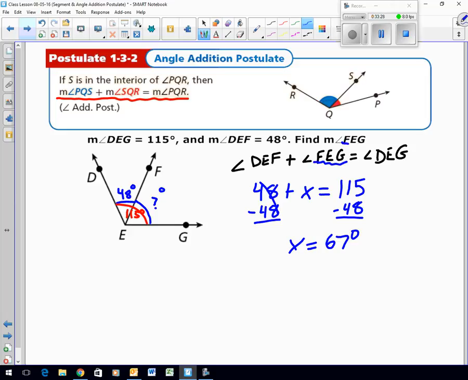What did the question ask me to find? Do I have to do anything else? Nope. I just don't get why they're making it more complicated than that. Well, really not, because the postulate is as simple as you have to get. But because you guys are used to these, I'll make the transition for you.